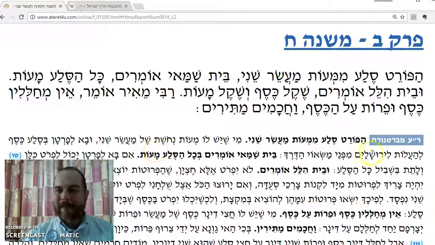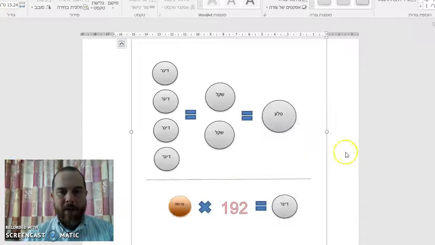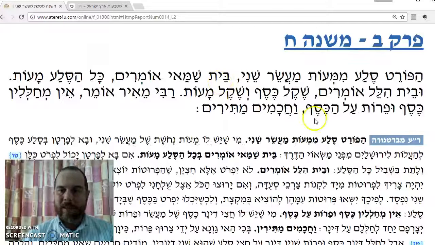Ubala partam besela kesef, and I want to transfer it to a selah kesef, to a silver coin, a maot maaser sheni. I want to get it to a selah. I actually want to get it to any kind of selah. I want to get it to a dinar.